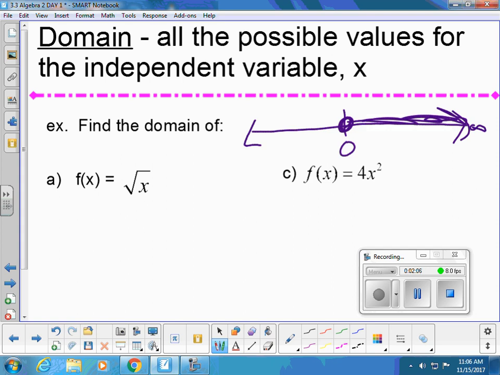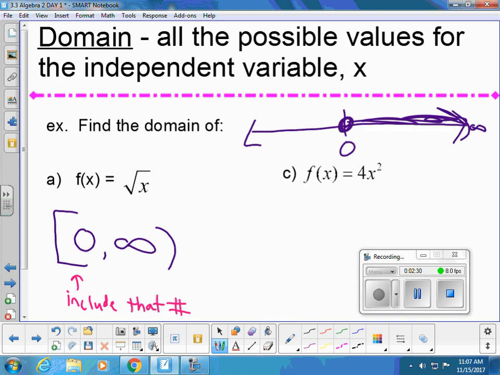Okay. So here's how we're going to write that. Our domain is all numbers from 0 through infinity. That's how I'm going to write it. So it's like a range. Now this is going to be weird. I'm going to put a parenthesis on infinity, and I'm going to put a bracket on 0. Here's what the bracket means. The bracket means include that number. So include 0 in the domain.